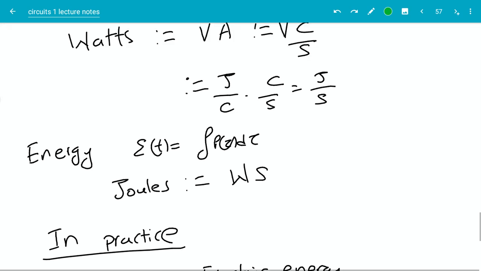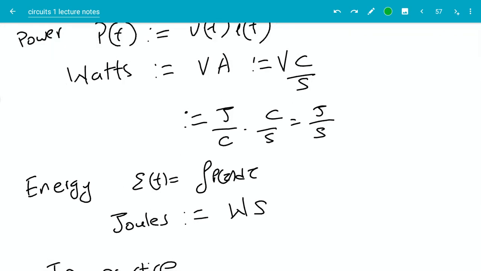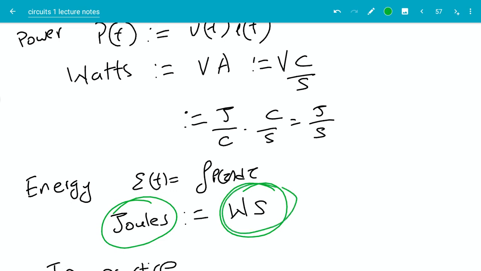All right, then let's look at energy again. Usually in a mechanical context we measure energy in joules, but in an electrical context we want to look at it as watt seconds, right? Because it's the integral of power over time, so watt seconds. This makes a lot more sense to us in the context of circuits than joules.